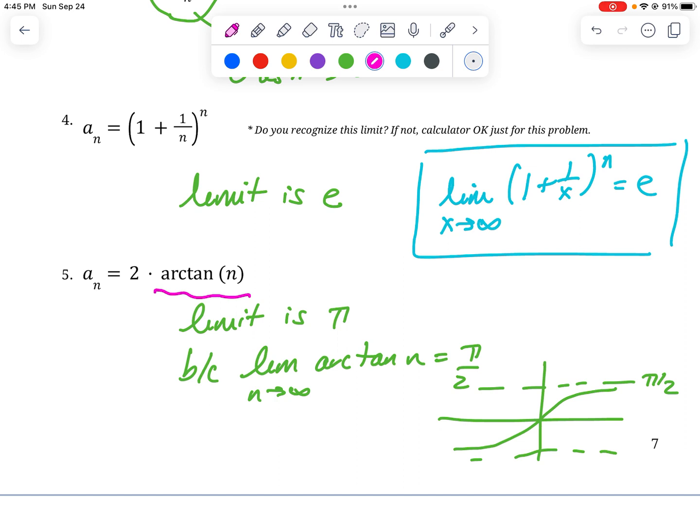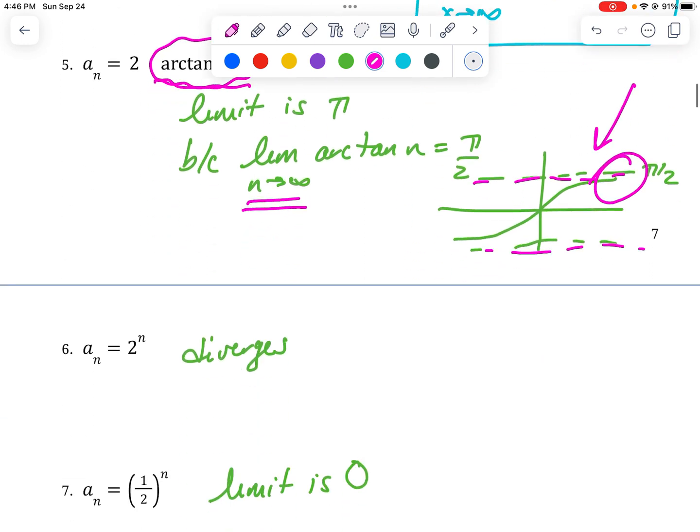Tangent has a vertical asymptote at pi over 2, and so arctan has a horizontal asymptote at pi over 2. This is my picture here. There's an asymptote at pi over 2, and there's an asymptote at negative pi over 2. But as we approach infinity, it's this part that we care about, right? Because we're looking at that behavior toward the right. So if that part that I underlined in pink, the arctan, is approaching pi over 2, then overall multiplying that by 2 is going to approach pi.